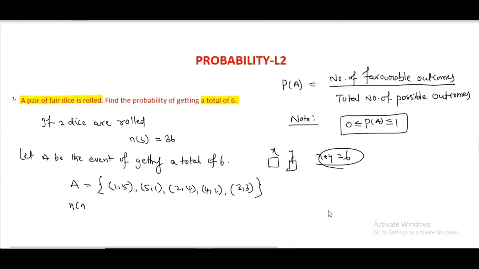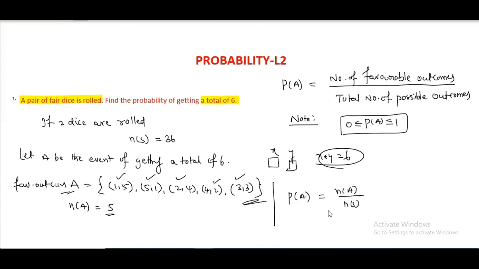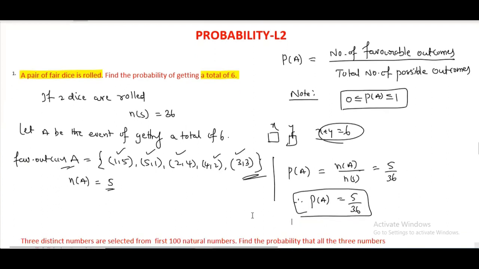That means n of A, we have 5 total: 1, 2, 3, 4, 5. So n of A is 5. So probability of the event A, getting the sum of 6, is n of A by n of S. These are the favorable outcomes, n of A, and the total outcomes is 36, n of S. That is 5 by 36. Therefore, probability of getting a total of 6 is 5 by 36. So hope you understand clearly. So let's see the next question.